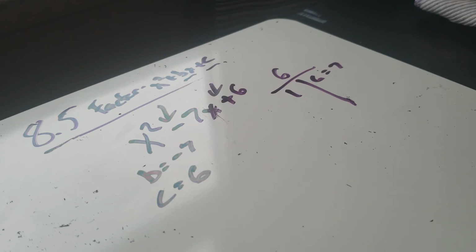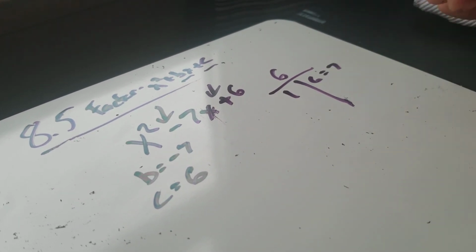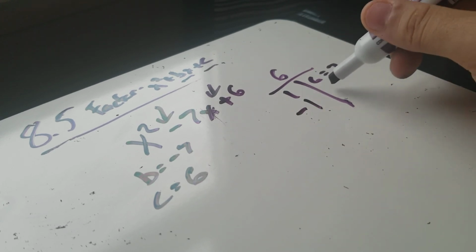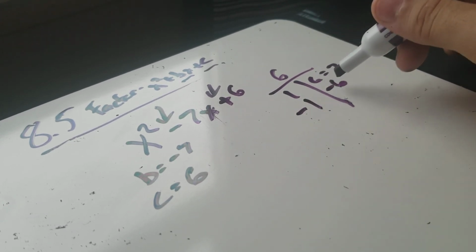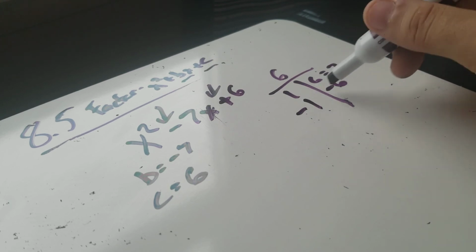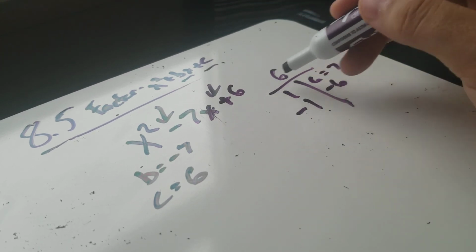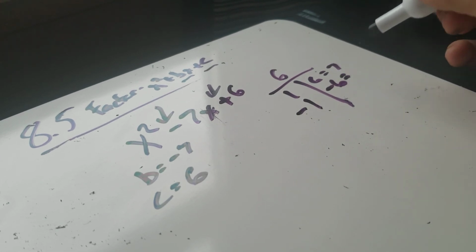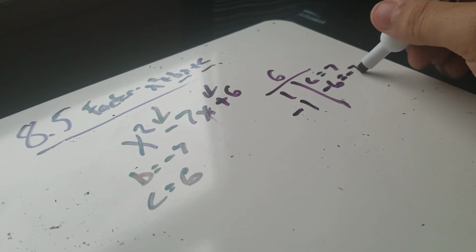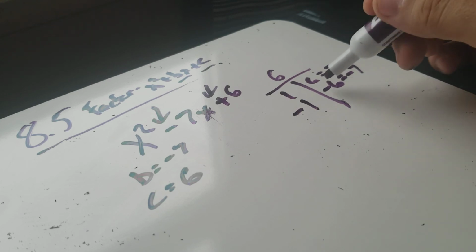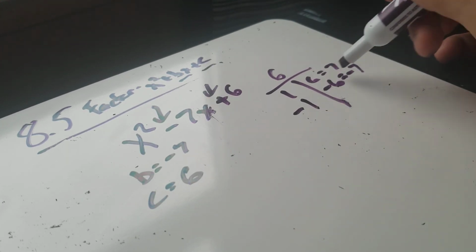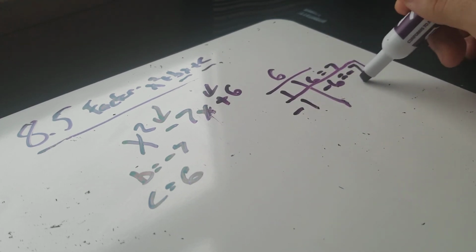3, 2, 1. What you can do, and if anyone got this, I'm actually super proud of you because it's kind of not straightforward, is negative 1 times negative 6. Double negative is a positive, so this is still a positive 6. But negative 1 times negative 6, when you add it, becomes negative 7. So we kind of cheated the system. We used double negatives to still multiply to a positive while adding to a negative.